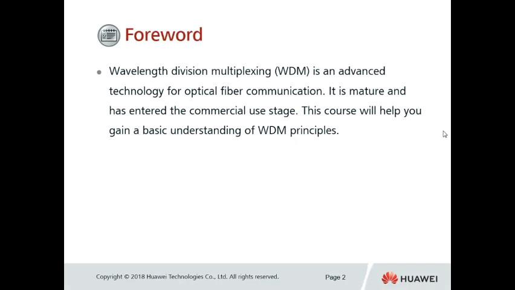So WDM, the meaning is wavelength division multiplexing. That is an advanced technology for optical fiber communication, and I think now it's the newest technology for optical fiber communication. Okay, and it is mature and has entered the... this course will help you gain a basic understanding of WDM principle.